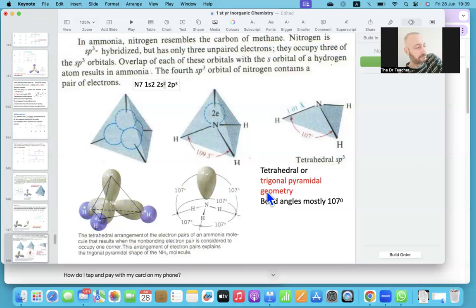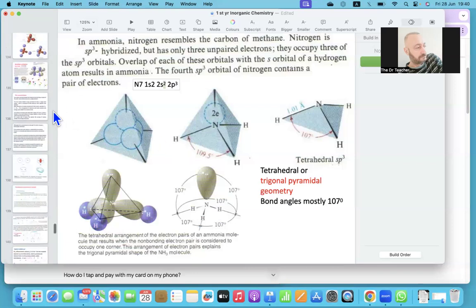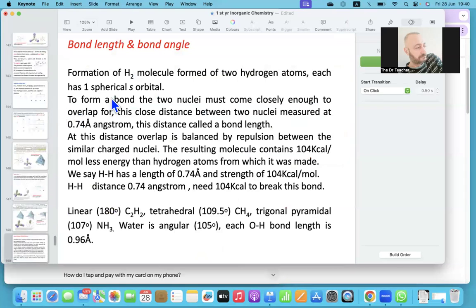But although we could call it tetrahedral, trigonal pyramidal is the best description if we ignore the lone pair, which is at the top. So here we have a pyramid, and it's trigonal, with 3 faces on the pyramid. So the real geometry is trigonal pyramidal geometry. Okay, we stop here. Thank you.